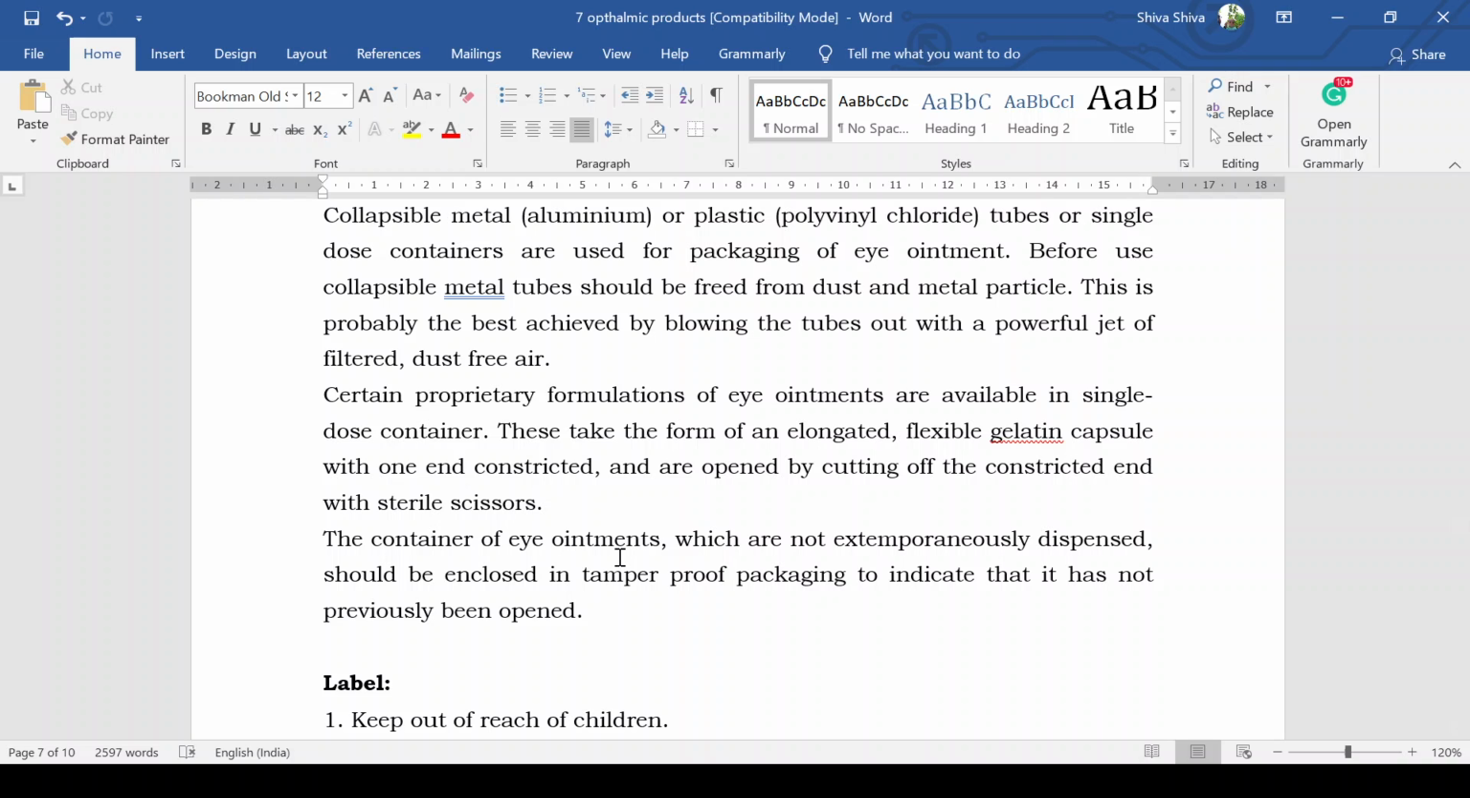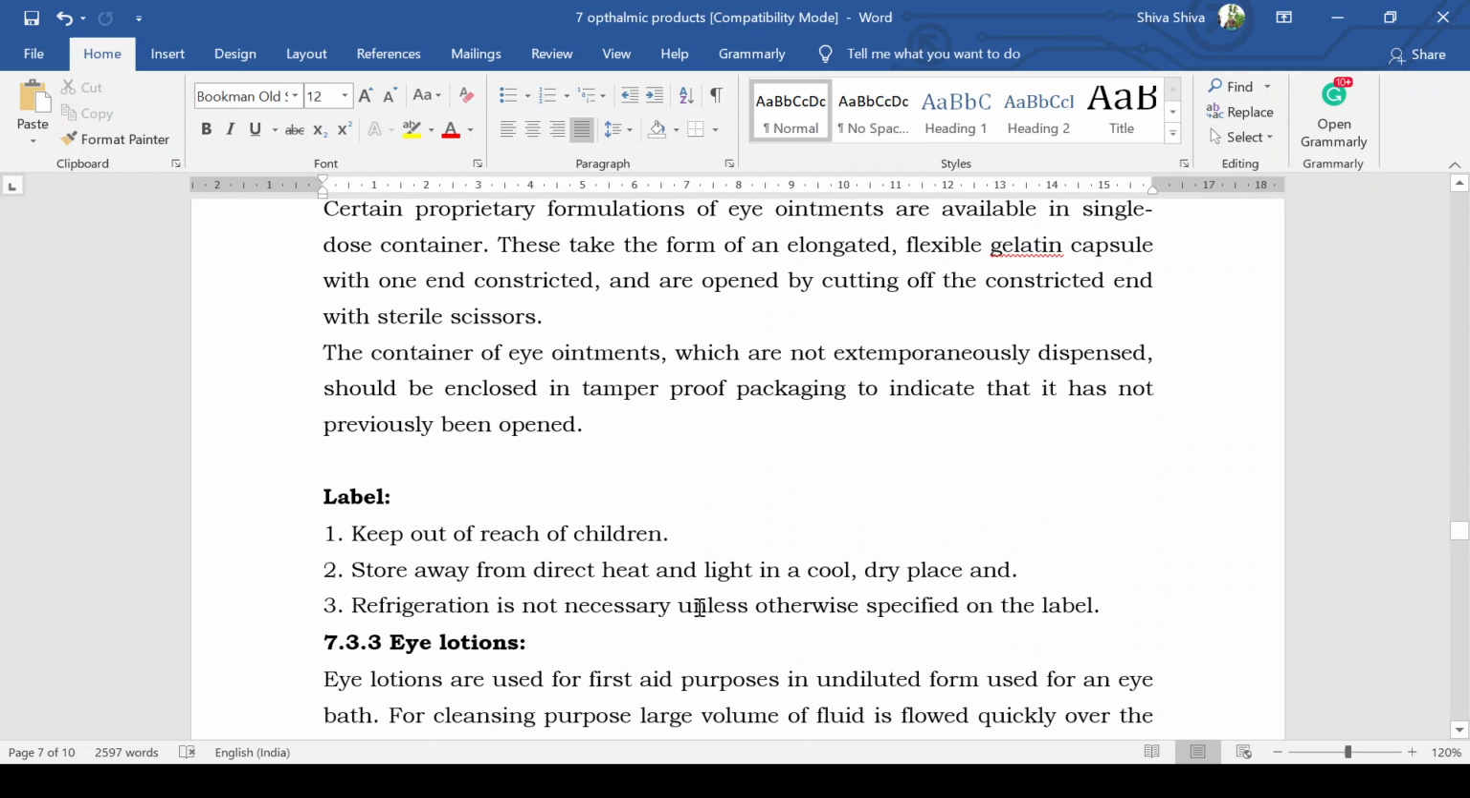The containers of eye ointment, which are not extemporaneously dispensed, should be enclosed in tamper-proof packaging to indicate that it has not previously been opened. So tamper-proof packing should be there. Then the label claims: keep out of the reach of children, store away from direct heat and light in a cool dry place. Why store away from the heat, in a cool and dry place?